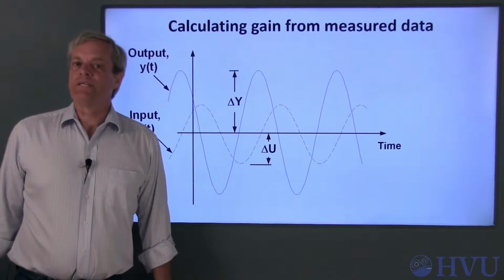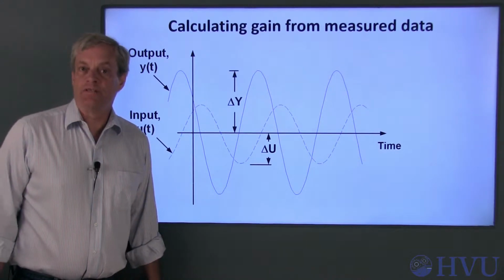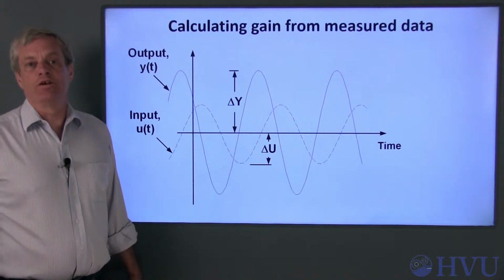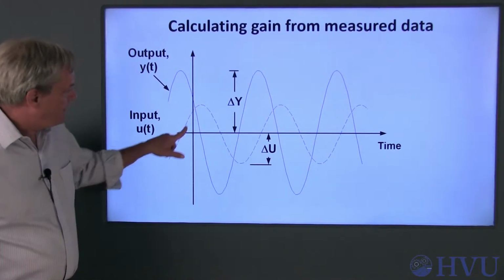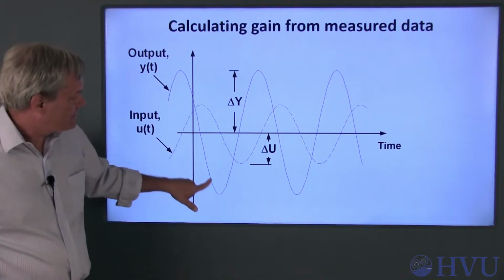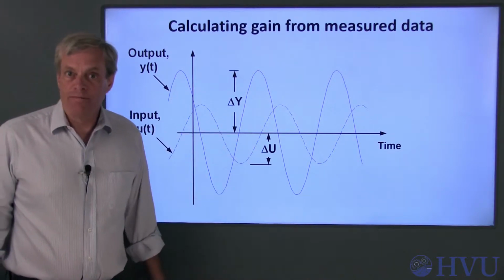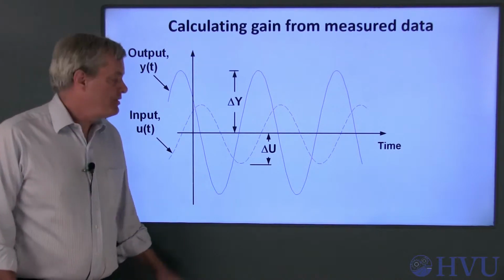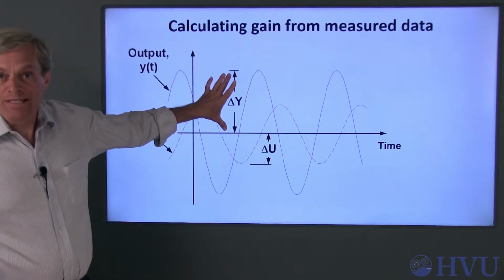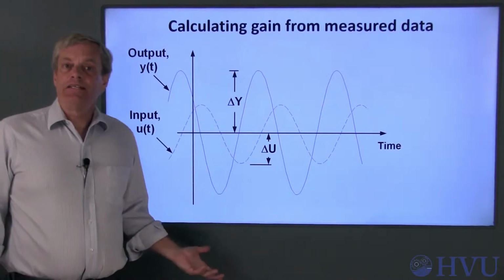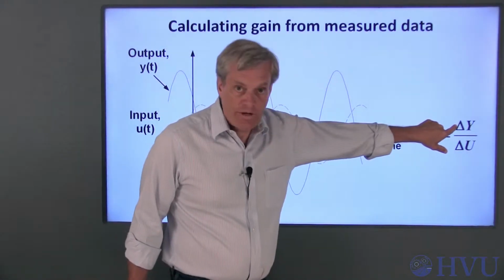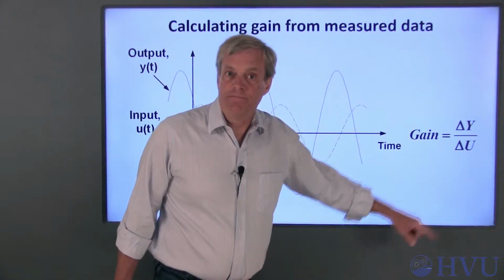Let's take a look at using sinusoidal input and output signals to determine the gain. Suppose that the two signals we're interested in look like this. u of t is the signal we're considering to be our input, and y of t is the signal we've chosen as our output. The amplitude of the input sinusoid is delta u, and the amplitude of the output sinusoid is delta y. To calculate the gain between the input and the output, we simply take the ratio of the output amplitude to the input amplitude.